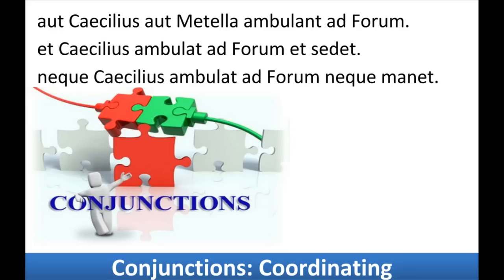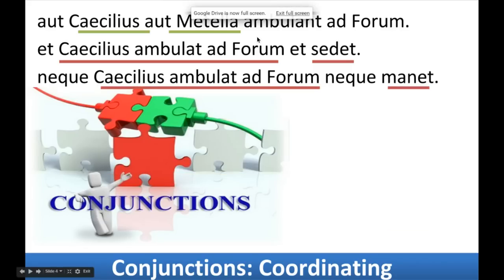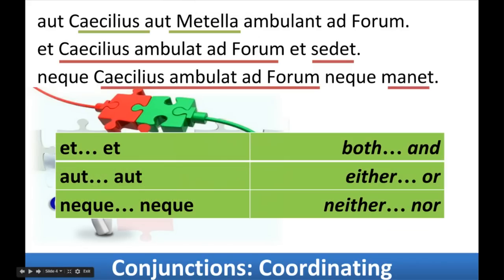So we have here coordinating conjunctions where you have aut, aut. So you have here aut, either, or. Et would be both, and. Neque, neque, neither, nor. Correct.